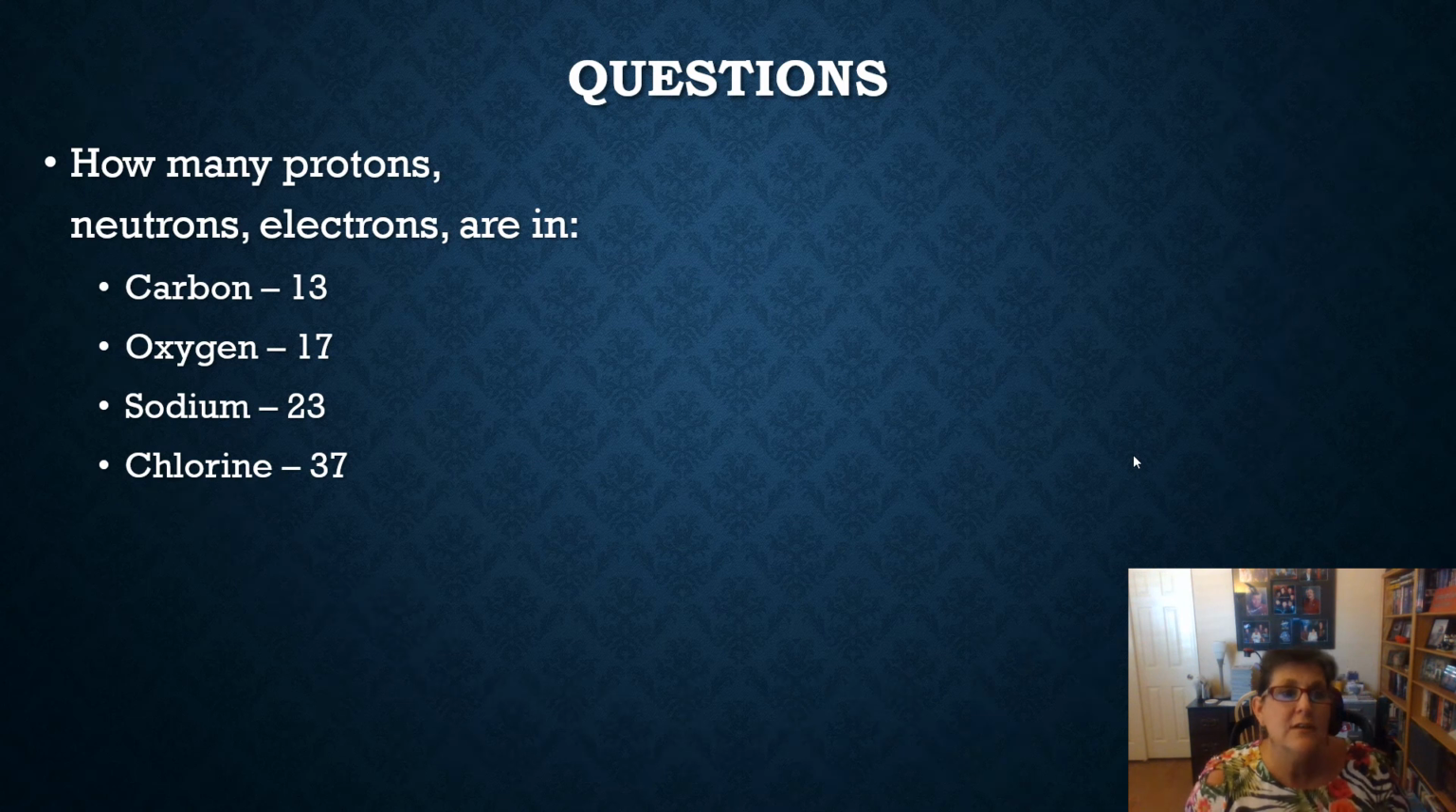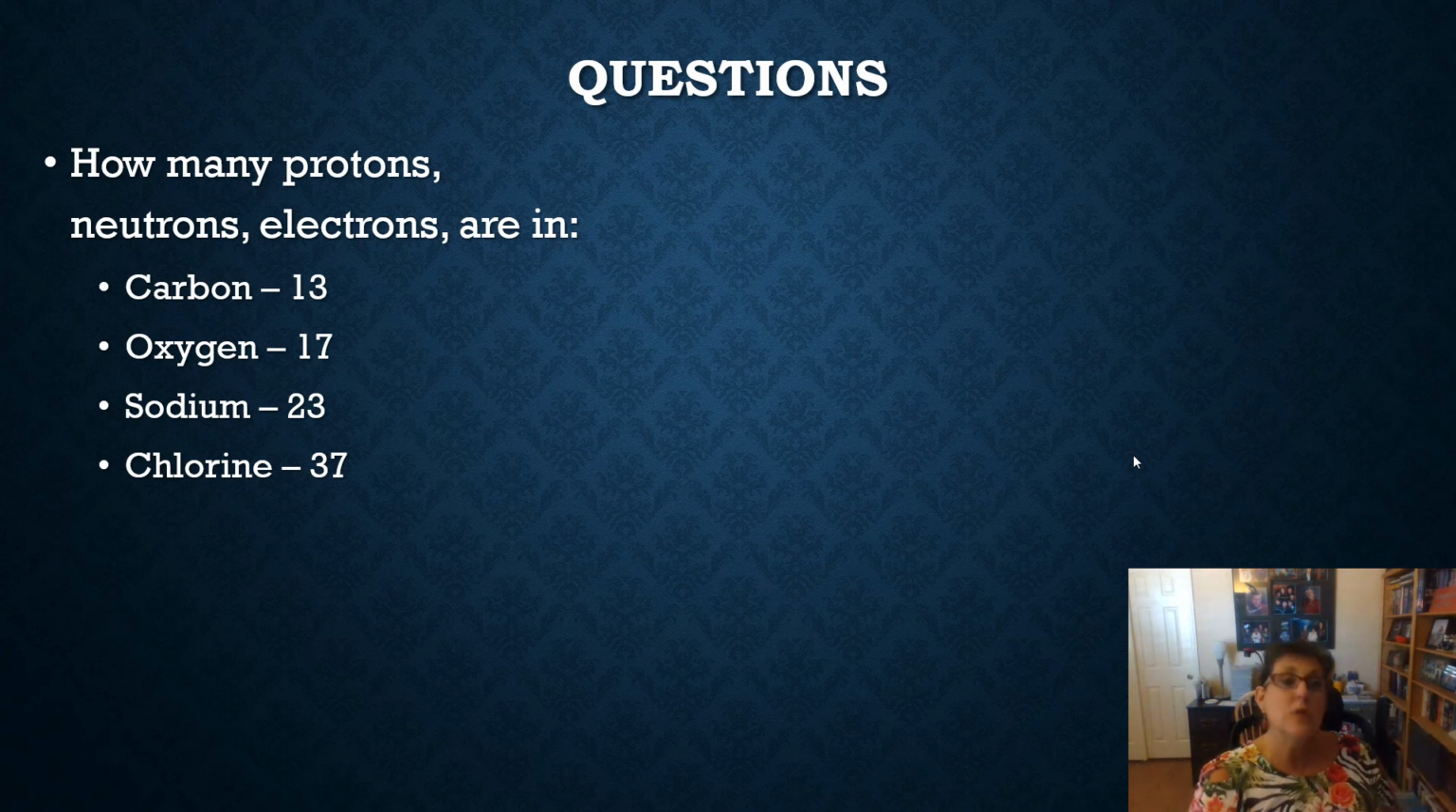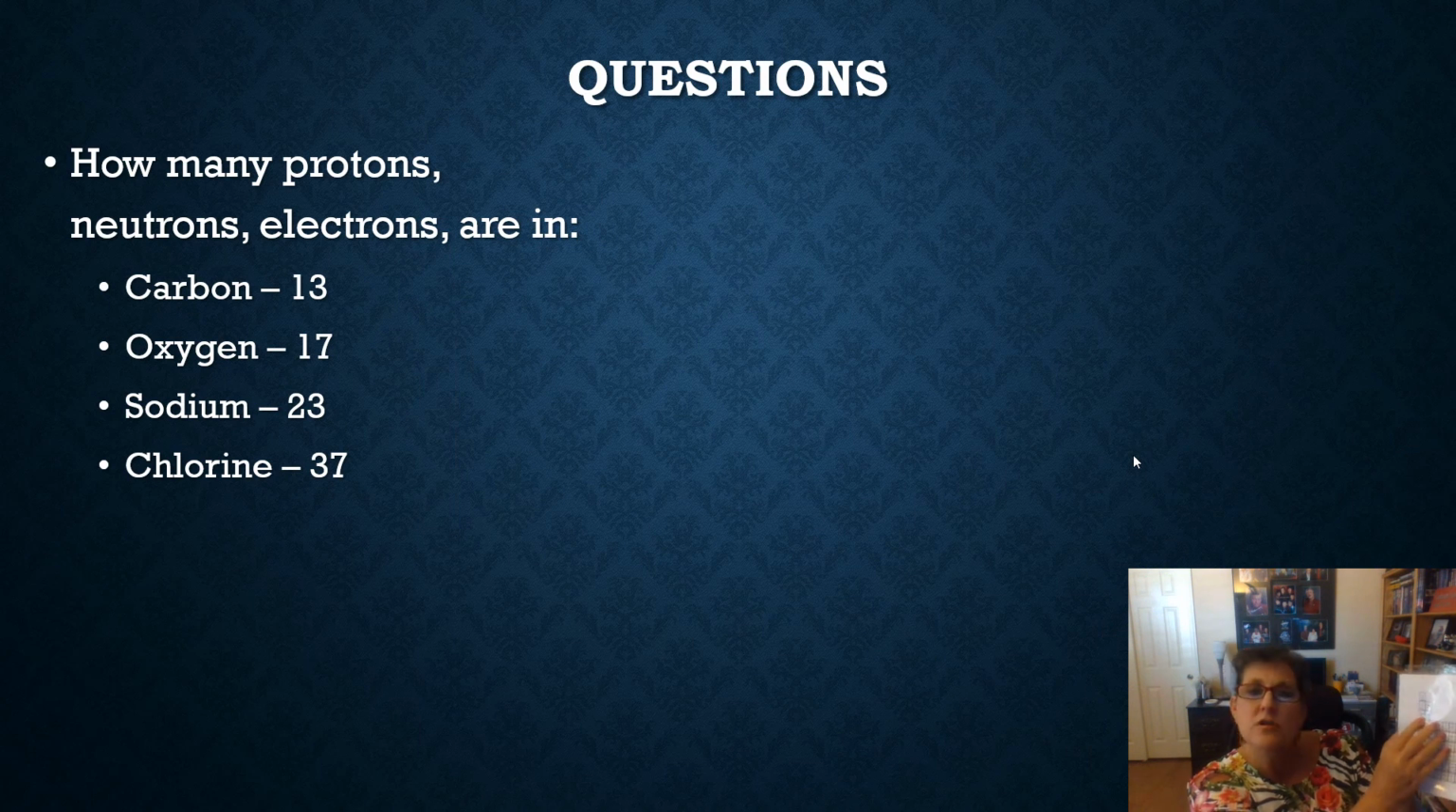Okay, oxygen 17. 17 is the mass. Oxygen is O. O is number 8. So 8 protons, 8 electrons. 17 minus 8 is 9 neutrons. Sodium 23. Sodium is in the first column, Na. Says right there, sodium, Na. Na is number 11. 11 protons, 11 electrons. 23 minus 11 is 12 neutrons.